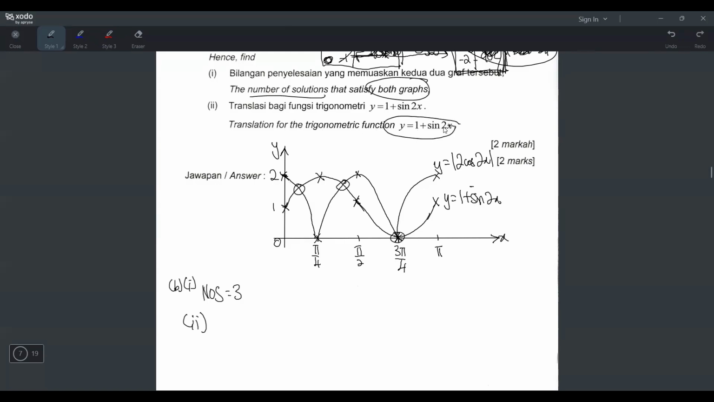Number 2, find the translation for the trigonometric function y equals 1 plus sine 2x. Okay, this graph, when I drew just now, moved up 1 unit because of the plus 1 here. So there is a translation happening, and the translation is (0, 1). Okay, why is it not (1, 0)?